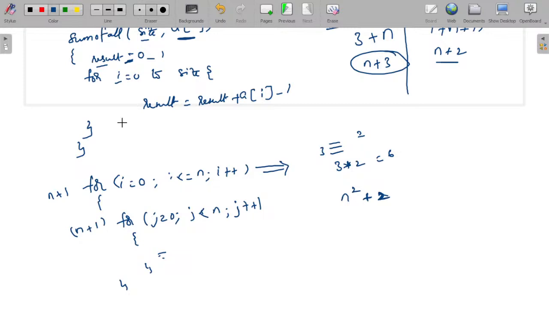Okay, so it is n cube, because we will have 3 loops inside it, one loop inside one loop, and then one more loop in it. So it will be n into n into n. So we will end up with n cube. All right, so that is how we compute time complexity and space complexity.